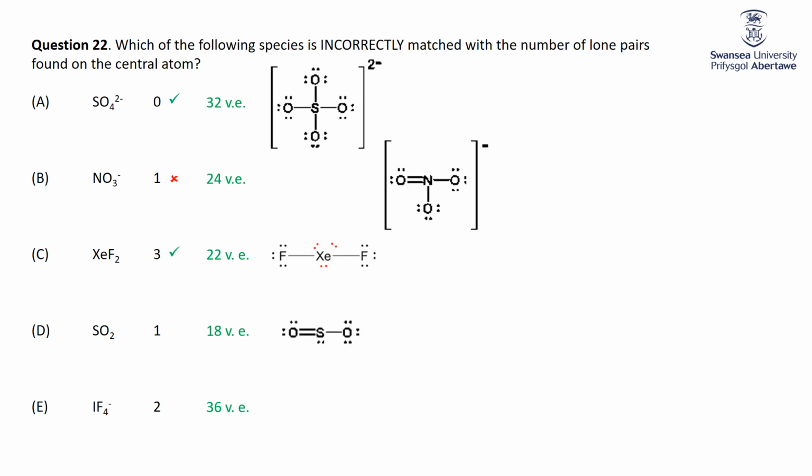SO2 drawn plenty of places for you, the sulfur with a lone pair on it, as stated here correctly. And IF4-, we drew it in the last 2 structures, iodine with 2 lone pairs on it to take it from 32 dots up to 36 valence electrons, so that looks good as well. So the one that is incorrectly matched with a number of lone pairs was the nitrate, because nitrogen has none, not 1.